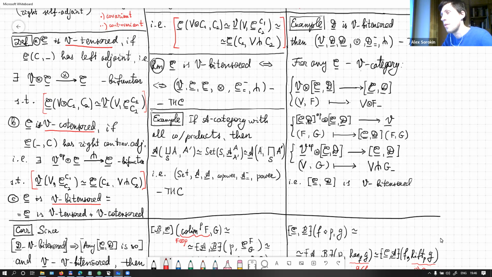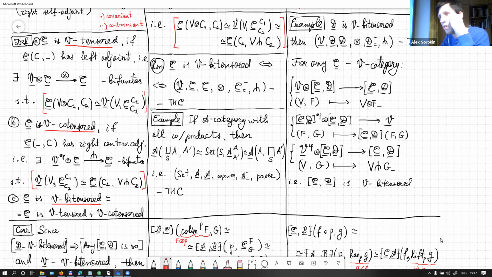Coefficients are from Cosmos V. Then the tensor operation is a tensoring bifunctor, the cotensor operation is a cotensoring bifunctor, and our Hom is given just by the Hom profunctor on category C. So our category is bitensored if and only if the thing that I'm right now underlining in red is a Tensor-Hom-Cotensor situation. To say that this is Tensor-Hom-Cotensor literally means to say that it is bitensored.